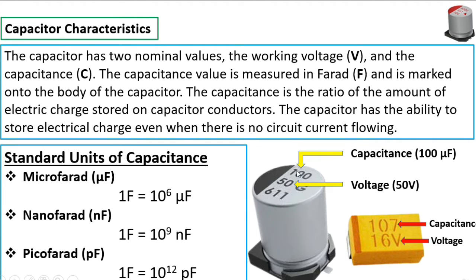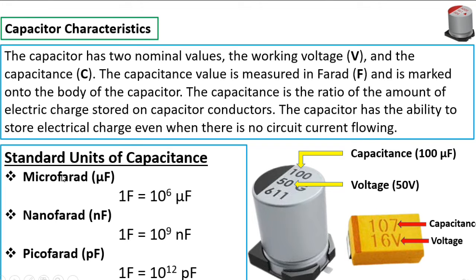This is the capacitance and this is the voltage. So 50 means 50 volts. And here this is the date code. And for the tantalum capacitor, the same working principle: we have here 107, the capacitance, and we have here 16 volts. This is the voltage.